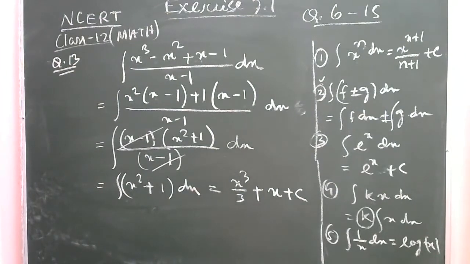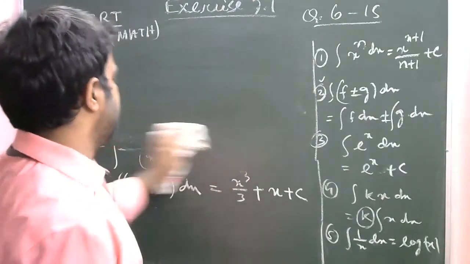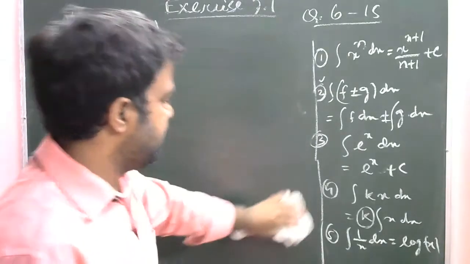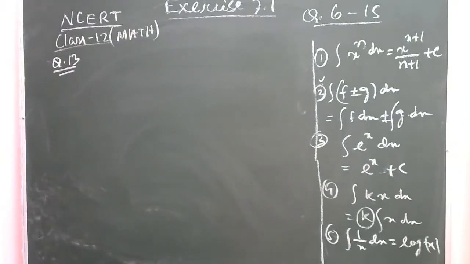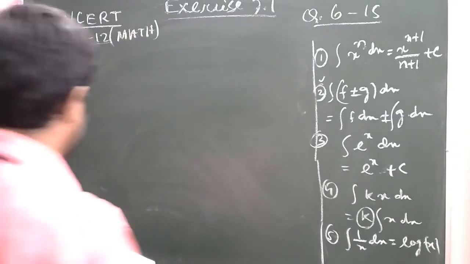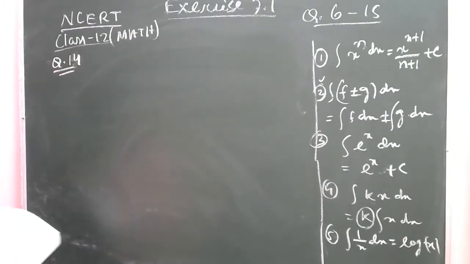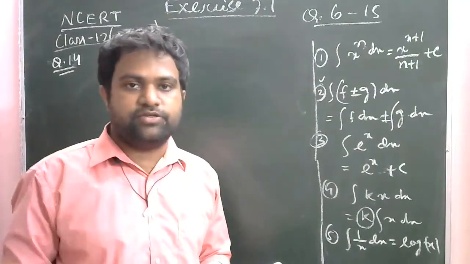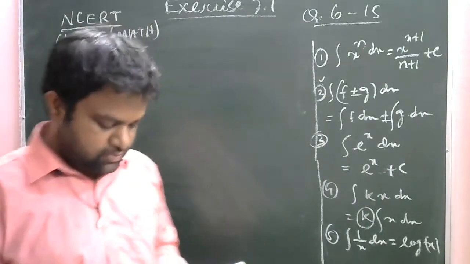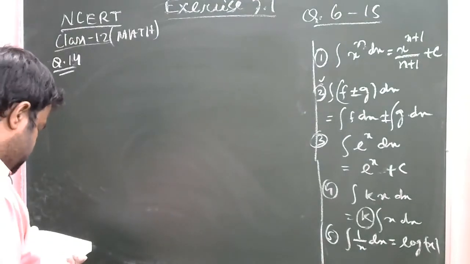Question number 14. When I'm solving this, without looking at my solution also, you can try and solve yourself. If you find any difficulty, then only you can look at the solution. This is the way you should proceed for mathematics problems. Don't go for the solution first. First try yourself. If you fail, then you watch a video or solution from somewhere. Now question number 14.